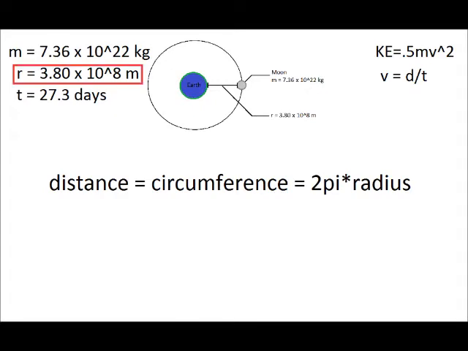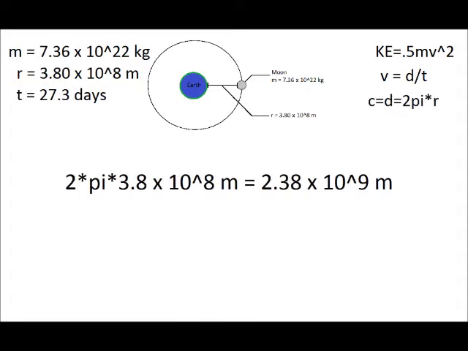So we just need to plug in the radius, which is pi times 2 times 3.8 times 10 to the 8th meters, which will get you 2.38 times 10 to the 9th meters.